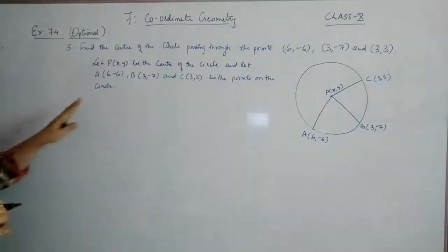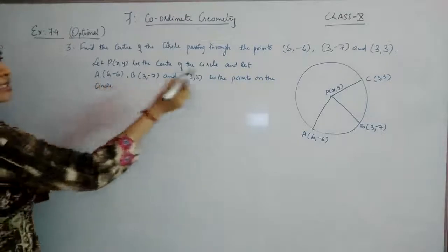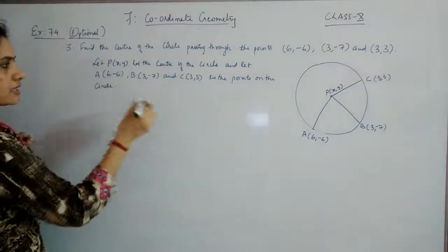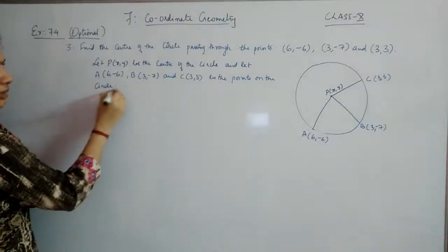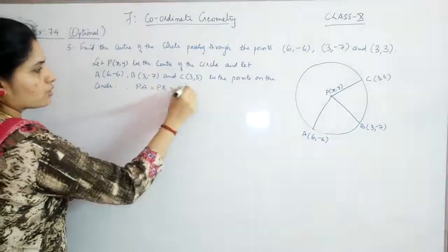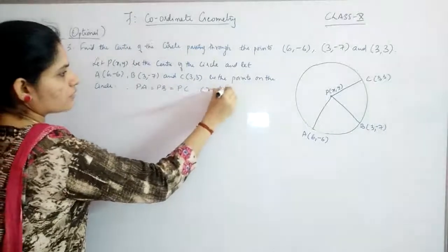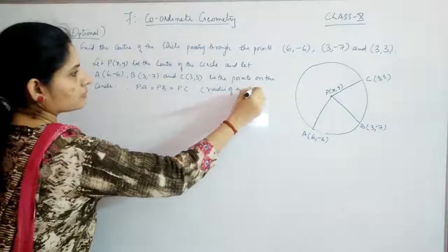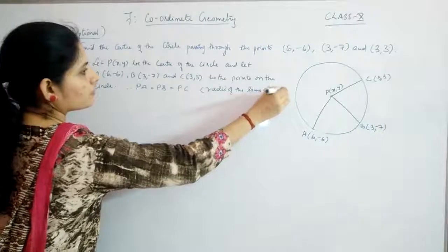Okay. So since these are on the circle and P is the center, we can say that PA is equal to PB equal to PC. Why? Because all are radii of the same circle. That's why they are equal.